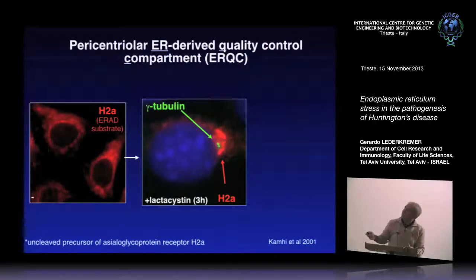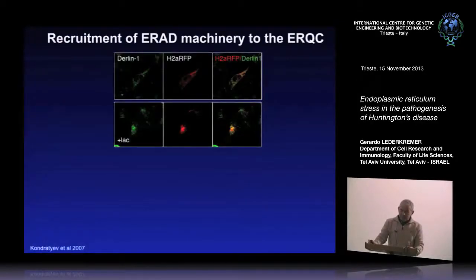Normally, you would see the de novo protein, and as soon as it gets to this region, it's degraded, so you don't see it anymore. But only if you inhibit the degradation or if it's at high levels, then you see it. Just to give you an example of ERAD machinery that accumulates in this place.